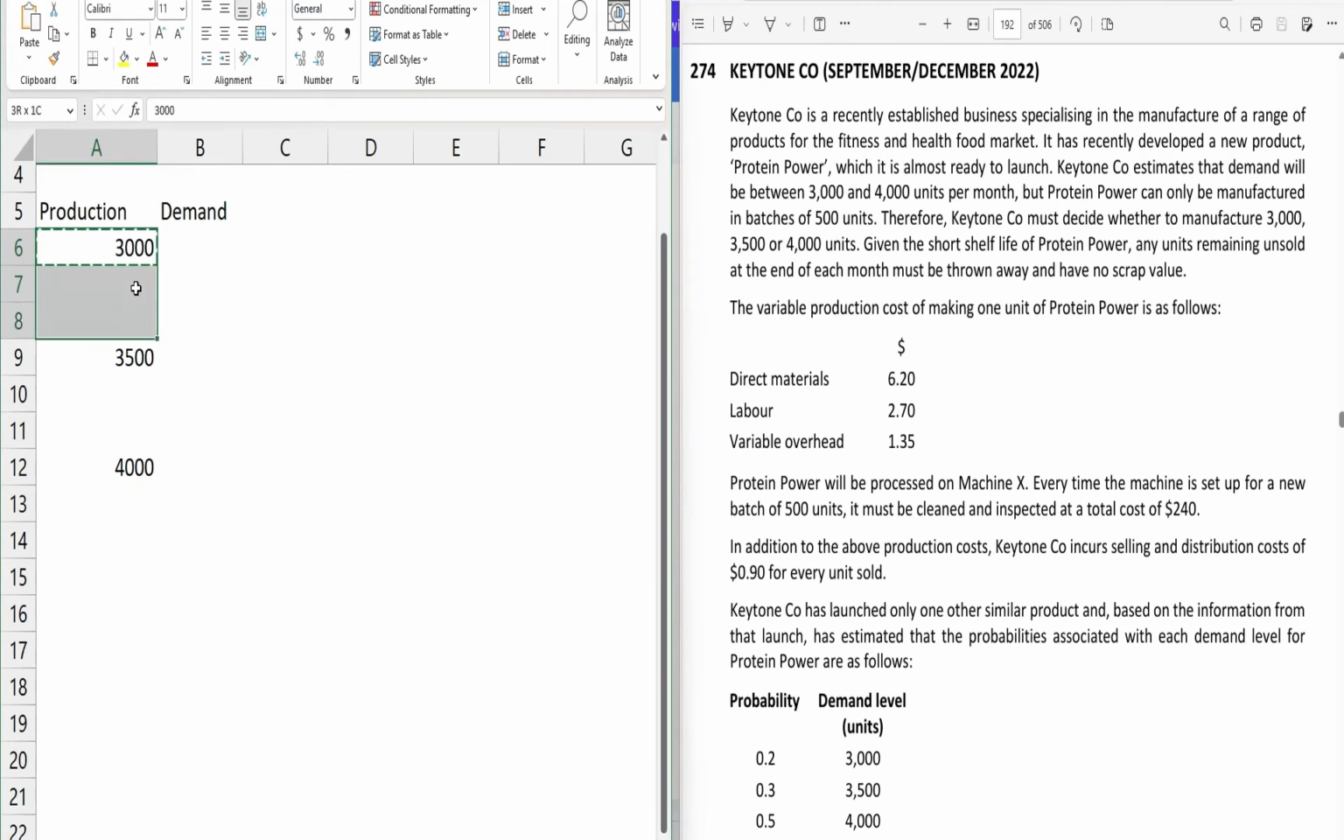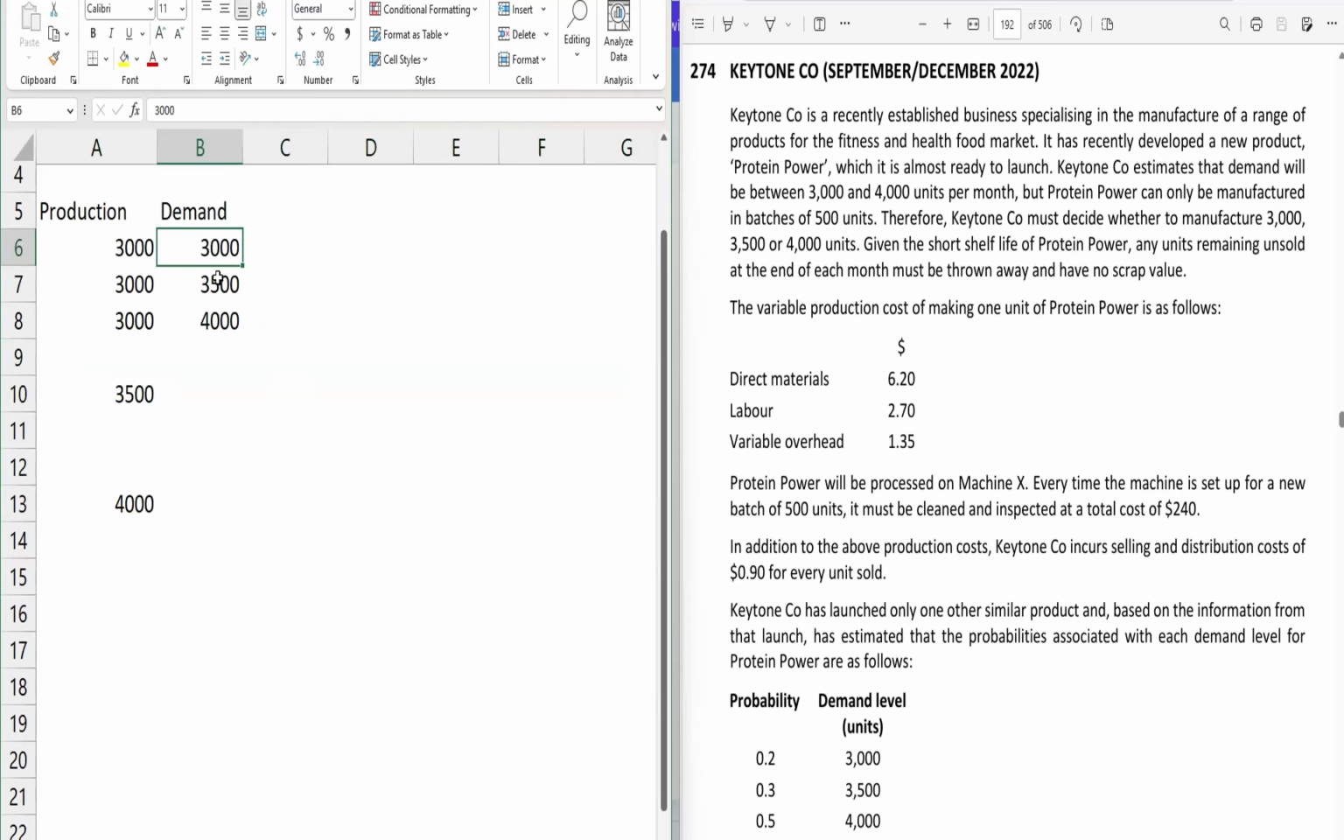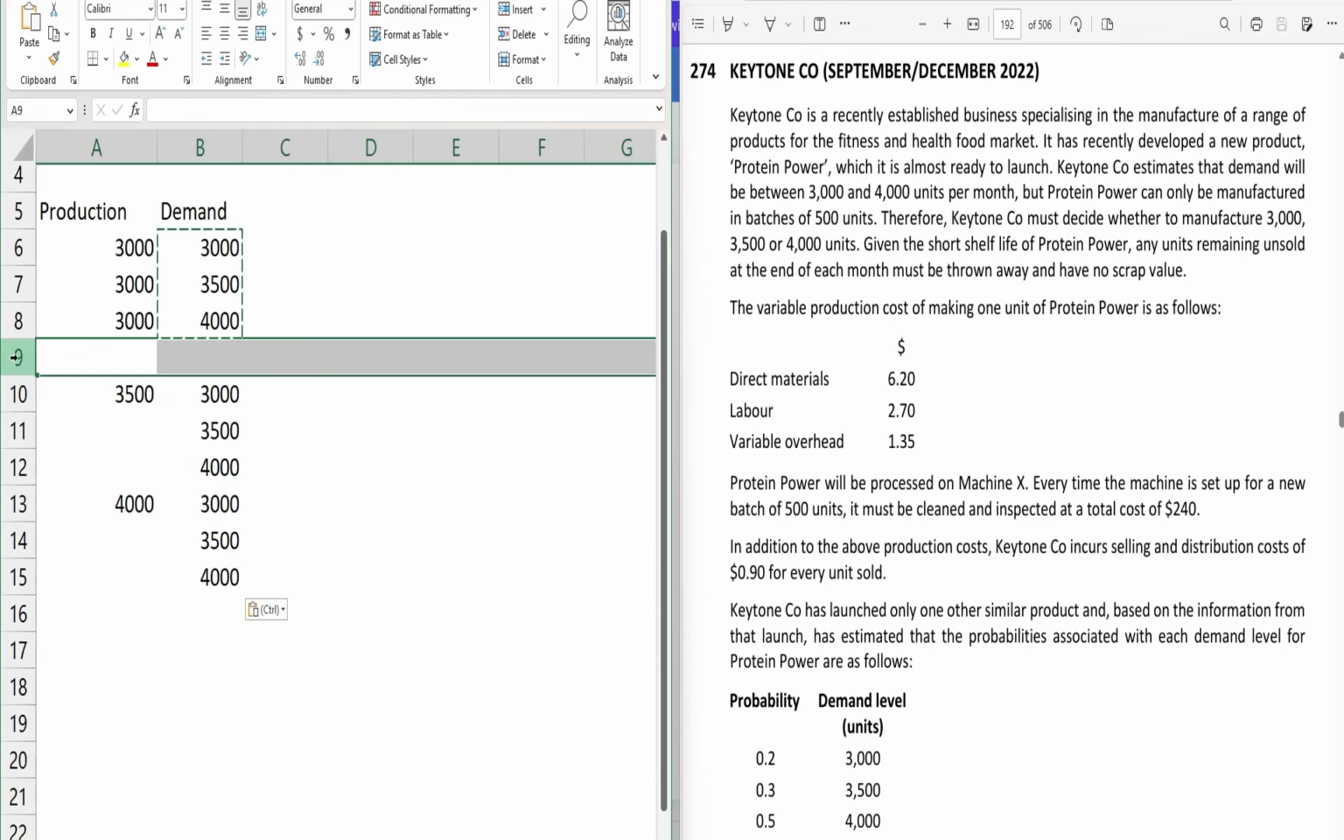So up to 3000 production, suppose, and our demand is 3000, one for 3500, and the other for 4000. So if we are producing 3000, we have a different kind of demand: one for 3000, one for 3500, one for 4000. Similarly, if we are producing 3500, again we will copy paste this demand. And similarly for 4000 as well, we will do this. So all together we will have 9. So I will copy paste this one.